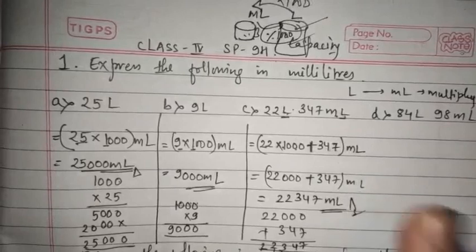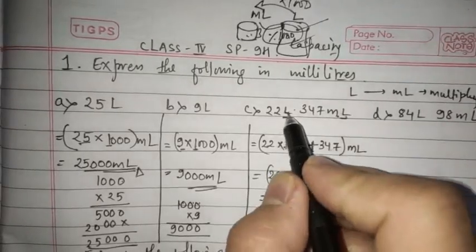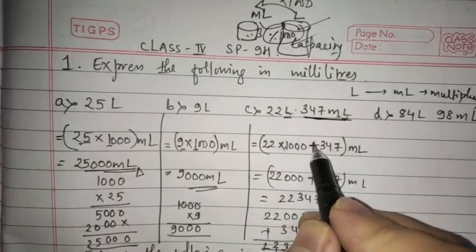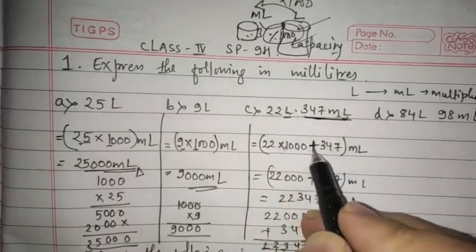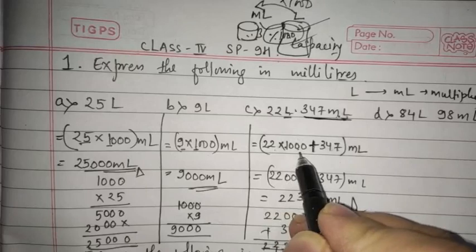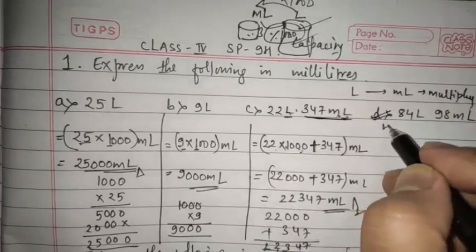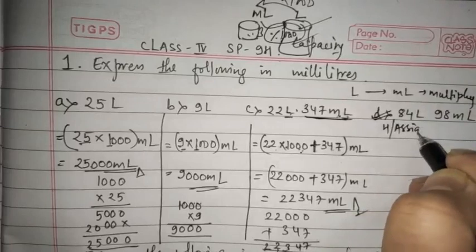This is very easy, isn't it? Just you have to convert liter into milliliter, and because this is already in milliliter form, you'll keep it safe. But in between these two, you'll put a plus sign, multiply by 1000, okay, you'll get the answer. So this part D will be a home assignment. All right, children, you'll do it yourself.